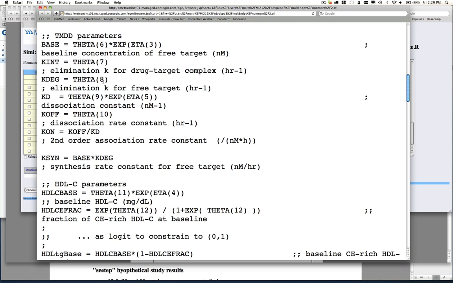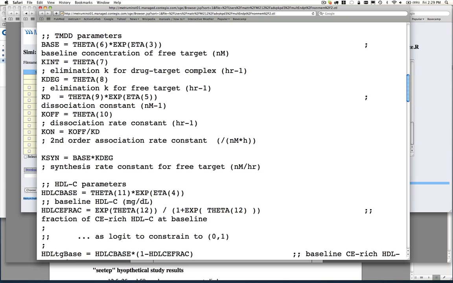And then here's where we get into the target-mediated stuff, and this is very straightforward as compared to the lecture notes. In fact, I probably grabbed some of the initial code from the lecture notes. So we've got a baseline concentration for the free target, in this case CETP, an internalization rate for CETP, that's actually for the complex, a degradation rate for the free CETP.